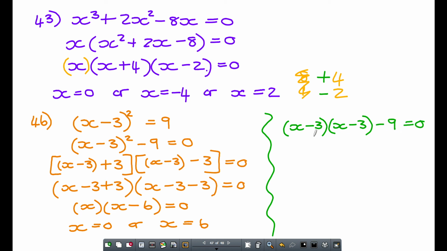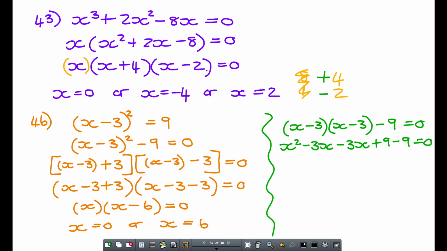Okay, so now over here, we're going to do FOIL. So x times x, x squared. x times minus 3, minus 3x. Minus 3 times x, minus 3x. And minus 3 times minus 3 is going to give me positive 9, and then minus 9 equal to 0. Hold on, let me just finish.